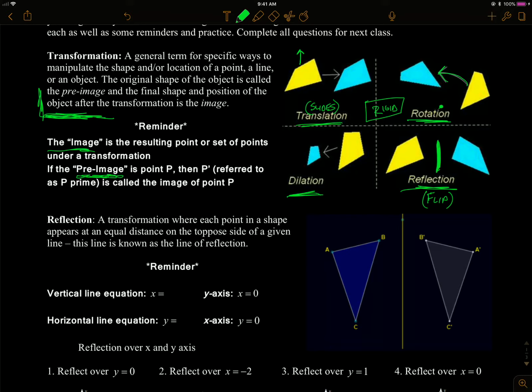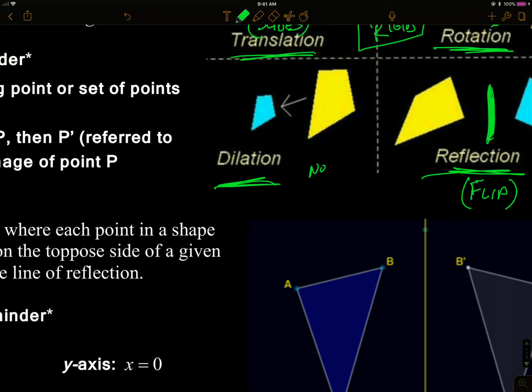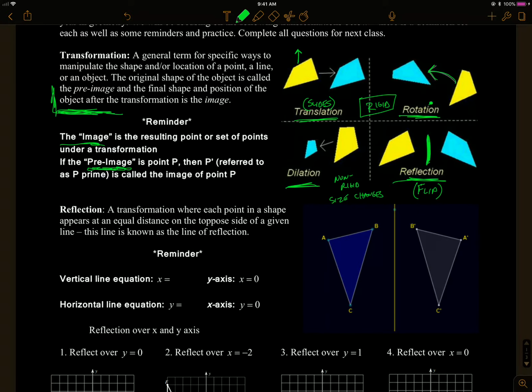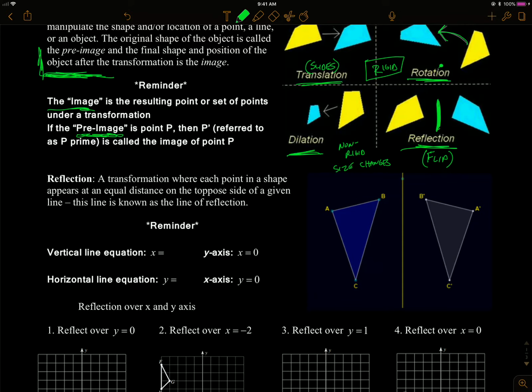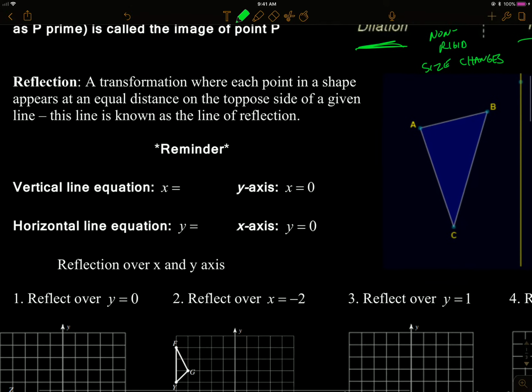Okay, and those rigid transformations mean that you don't change the size or the shape of the object. Dilation is the non-rigid transformation, meaning it keeps its shape but the size changes. So we kind of wanted to note that. All right, so those are the four transformations from geometry. Remember that the pre-image is the point before you move it. After you move the object, we call it the image.